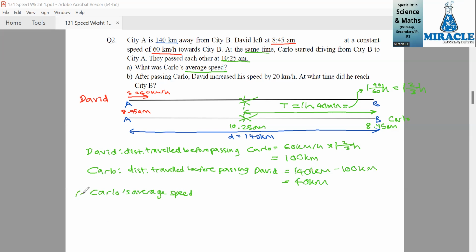So this would be part A. And that would be distance divided by time. So 40 km divided by 1 and 2 over 3 hours. And this would give us 24 km/h.